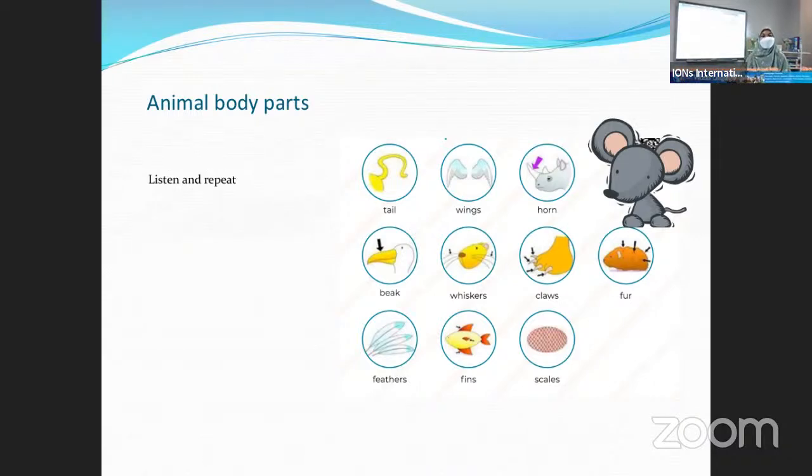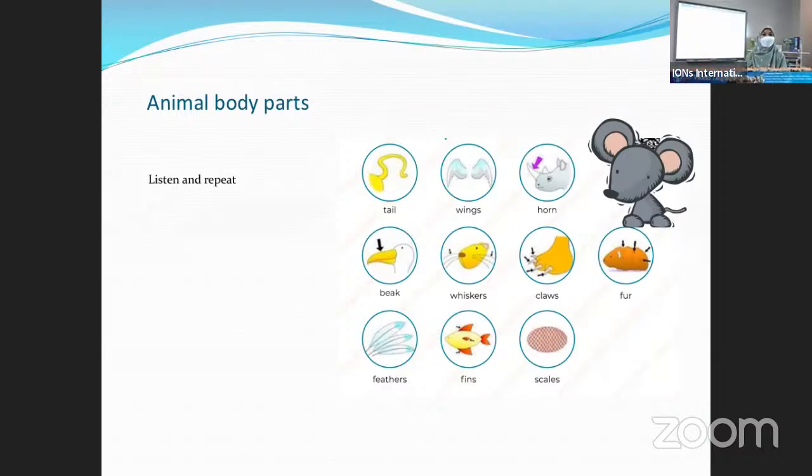The next one is claws. If you hear about claws, it's something sharp on an animal's body part. Sometimes it is on its leg and sometimes it is on its arm. It's very sharp. You have to be careful if you meet an animal that has claws because it can hurt you. And the next one, what animal's body part? Fur. Can you repeat after Miss Chitra? Fur, yes. It's something hairy, and it's very itchy if you touch it.